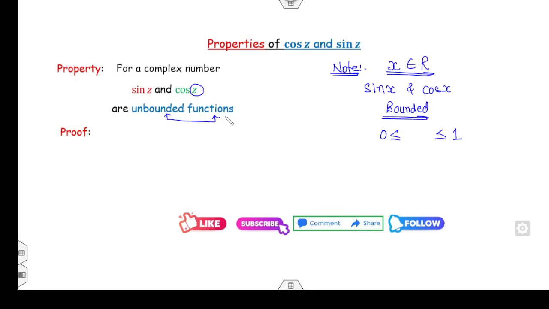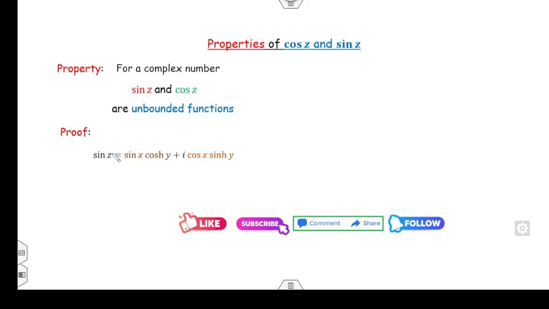The proof is very simple. I can start with the definition of sin z. Fine. Now we can start with the modulus value. We all know whenever z is x plus iota y, what is the modulus of z? Modulus of z becomes square root of x square plus y square.